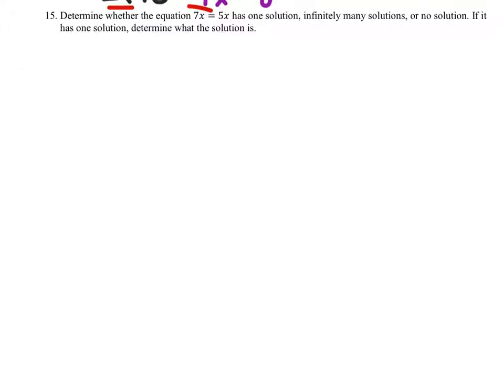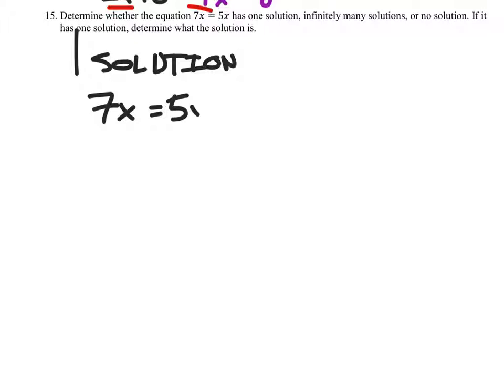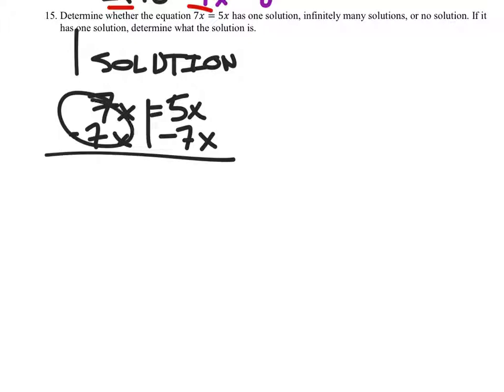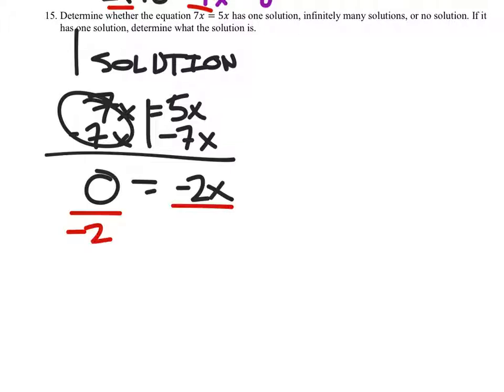All right, number 15 right here. We just want to know if there's one, infinite, or no solutions. Right here, one solution, very good. And now it wants us to find the solution. So 7x equals 5x. If I subtract 7x from both sides, or 5x, it won't matter. Then this becomes a 0. 0 equals negative 2x. Divide both sides by negative 2. x equals 0.